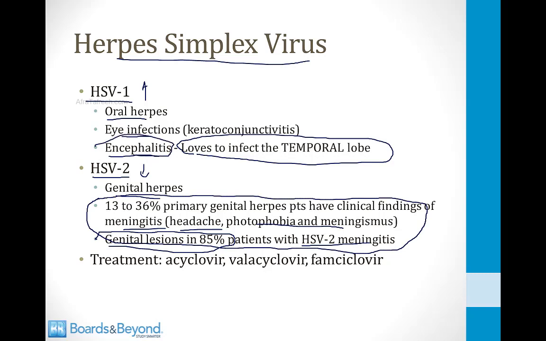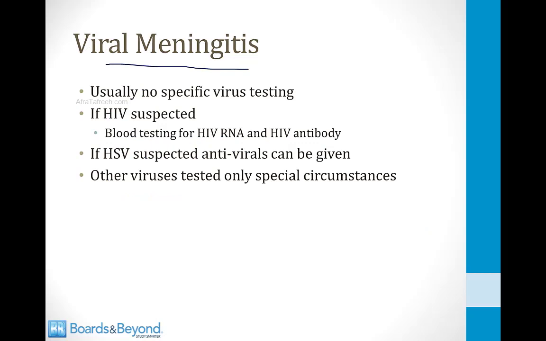And you can treat both of these bugs with acyclovir, valacyclovir, and famciclovir, the antiviral drugs. So usually when someone has viral meningitis, you don't do specific testing to figure out what the virus is. There's a couple of exceptions to that. If you think they might have HIV, then you obviously test their blood for HIV RNA and HIV antibody. If you suspect herpes simplex virus, you sometimes test for this, and antivirals can be given. For the other viruses, you usually only test if there's special reasons.